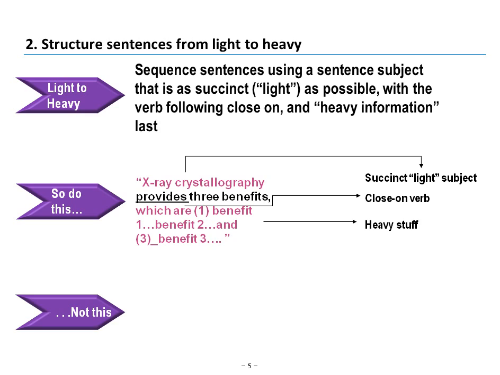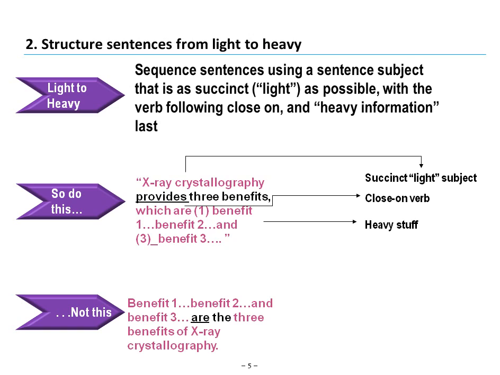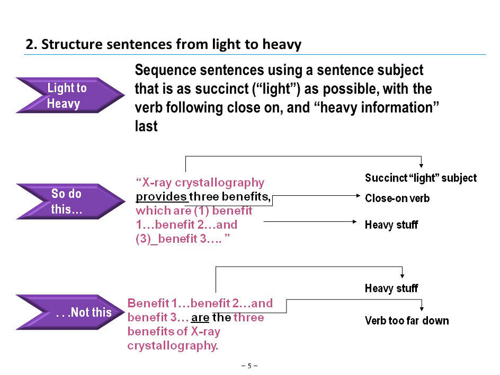Compare that to the same sentence that is heavy to light. Benefit 1, benefit 2, and benefit 3 are the 3 benefits of X-ray crystallography. What happens here? It takes us working through each of the benefits before the verb tells us that they are in fact the benefits. We have the heavy stuff first. The verb is too far down, and then all the light information is at the end. We have to slog our way through the sentence to get at the subject of the sentence.